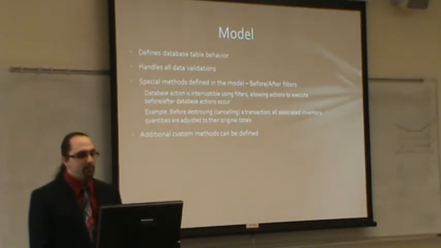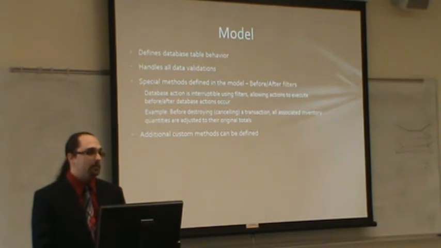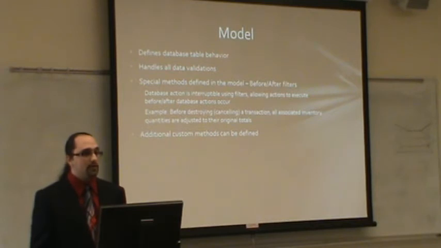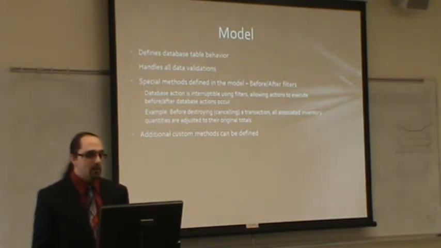You can also have special methods defined in the model that allow you to interrupt the flow of the database actions. And that allows you to do something, say, such as when I cancel a transaction, it has to return all the inventory to the database. If I delete the transaction, all that information is gone. So it interrupts the flow, returns the inventory, and then deletes the database object.